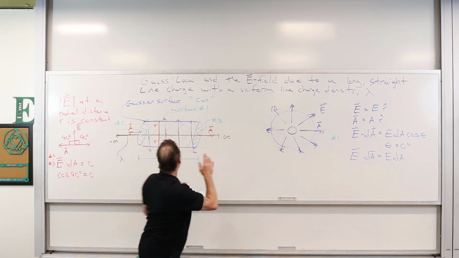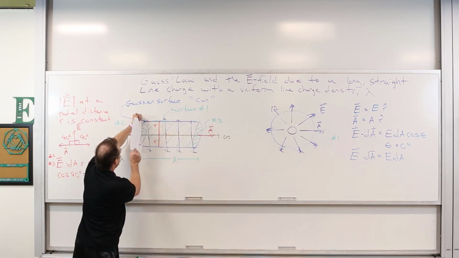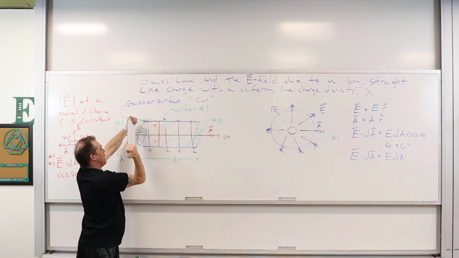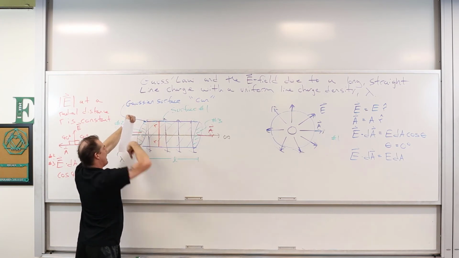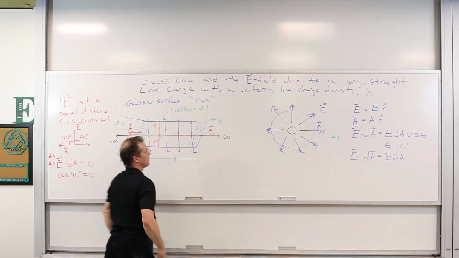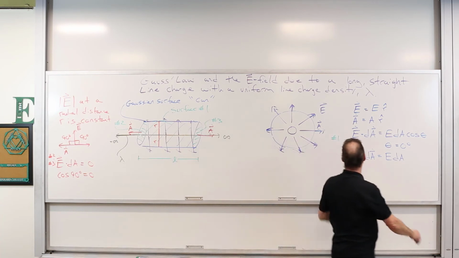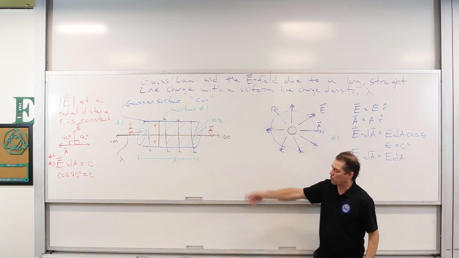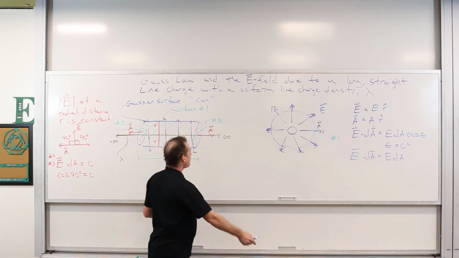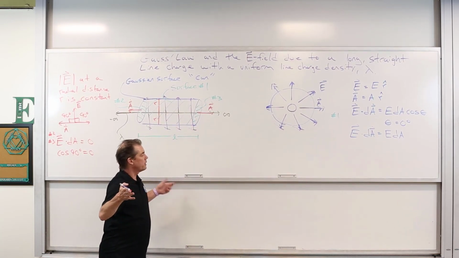The electric field's completely radially outward. Nothing goes through this way. There is no component. Everything is this way, this way, that way, on both sides. So no flux through the end caps. So this is the only flux that we need to consider here, through that cylindrical shell portion. So what can we do with this now?